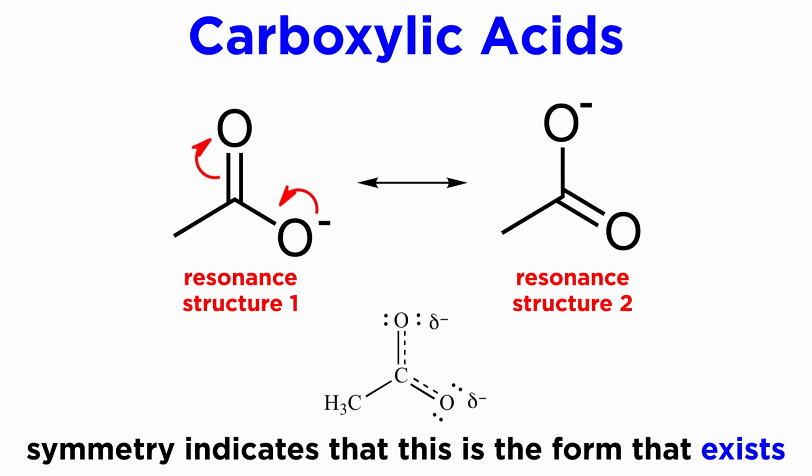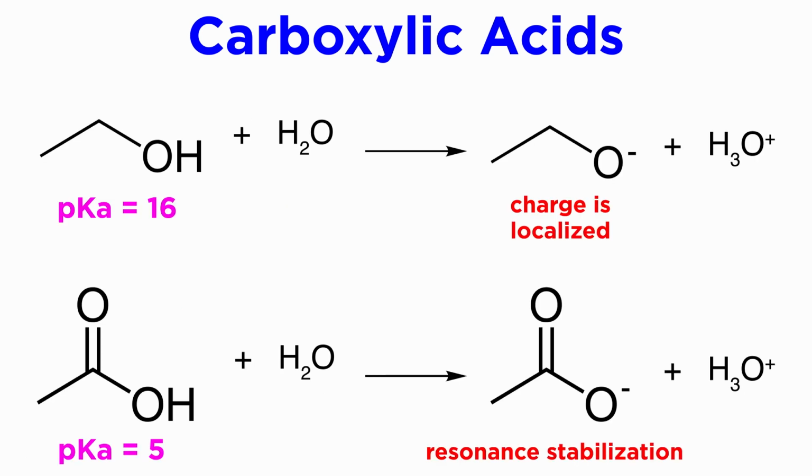We can verify experimentally that this composite resonance structure most accurately represents the carboxylate anion, as it is totally symmetrical, rather than having a longer single bond and a shorter double bond, so the electron density is indeed spread out evenly between the two oxygens. This stabilizing effect is what makes acetic acid such a stronger acid than ethanol.